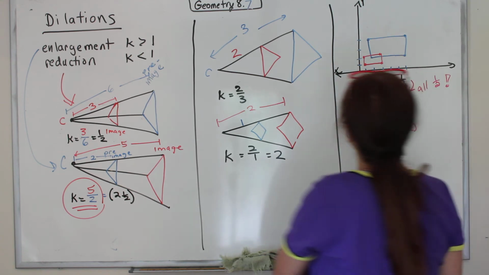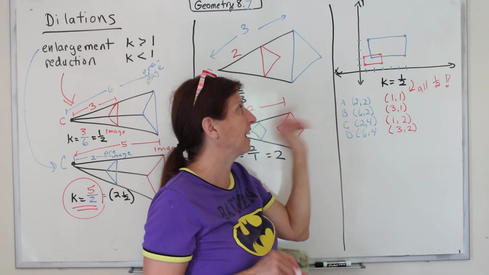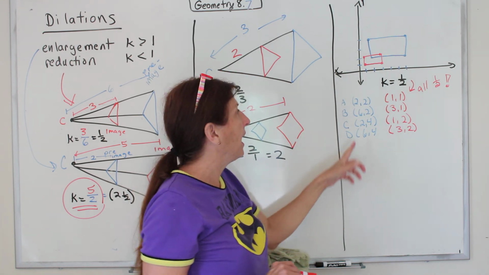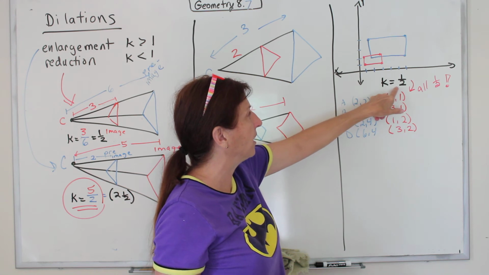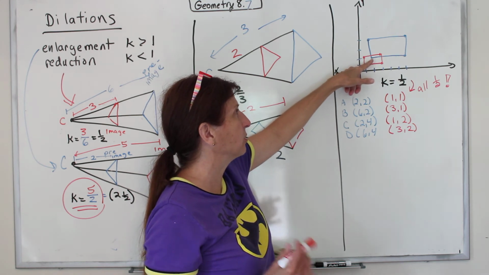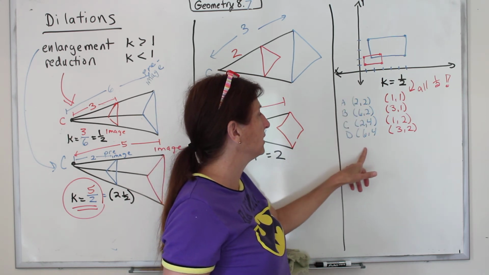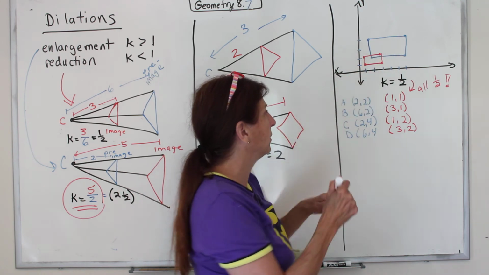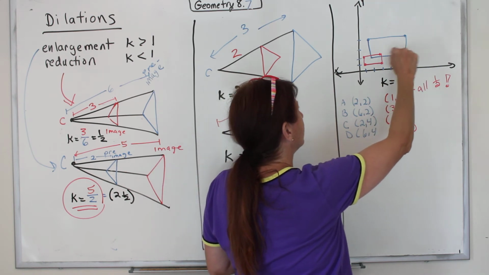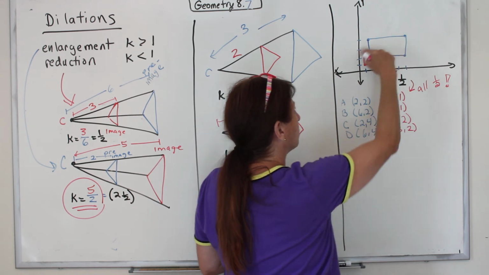The last thing they showed us was image and pre-image on graph paper. You really need to look at the book because somehow mine's off. Those are not supposed to be overlapping like that, but this is the basic idea. If we are told that the K value is 1/2, this is our original. It's going to be half shrunk down. The original points are A at 2, 2, B at 2, 6, C at 2, 4, and D at 6, 4.